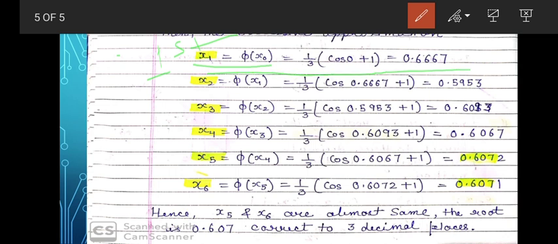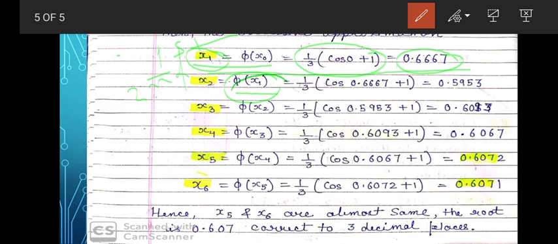What we will do: phi(x0) = 1/3 cos 0 + 1. If you find the value of this function with the help of a calculator, you will get this. So this is our first approximate value, x1 equal to 0.667. Now next we will find the second approximate value. For the second approximate value, the formula is phi(x1).